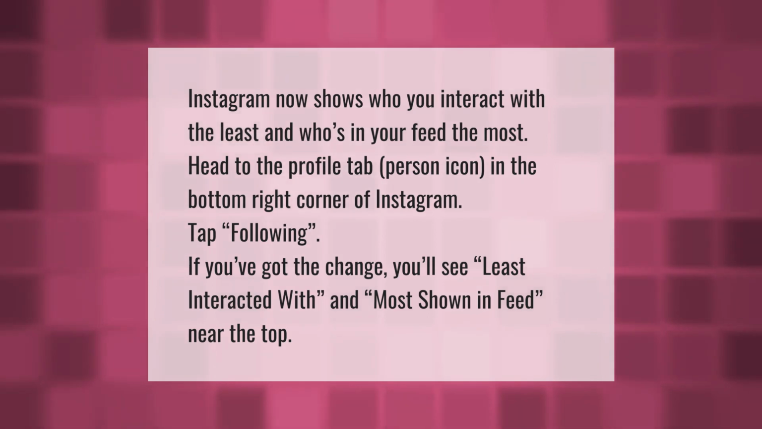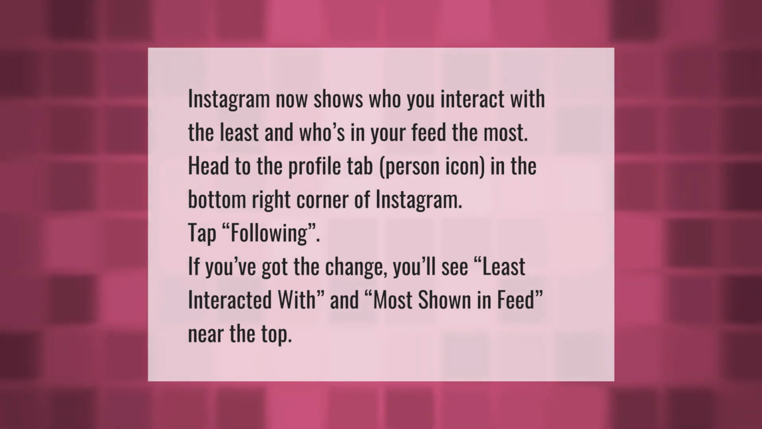Instagram now shows who you interact with the least and who's in your feed the most. Head to the Profile tab, the person icon in the bottom right corner of Instagram. Tap Following. If you've got the change, you'll see Least Interacted With and Most Shown in Feed near the top.